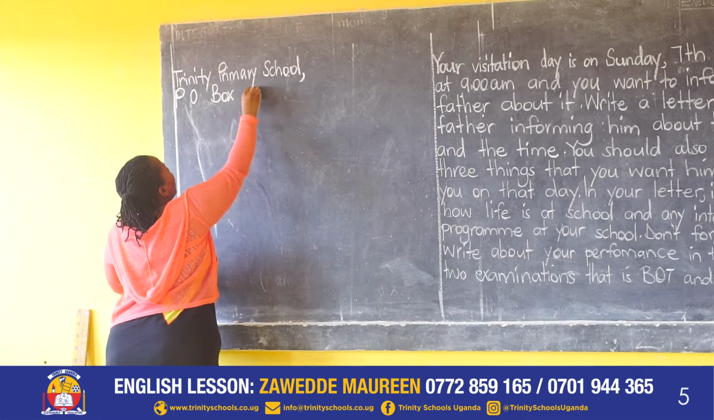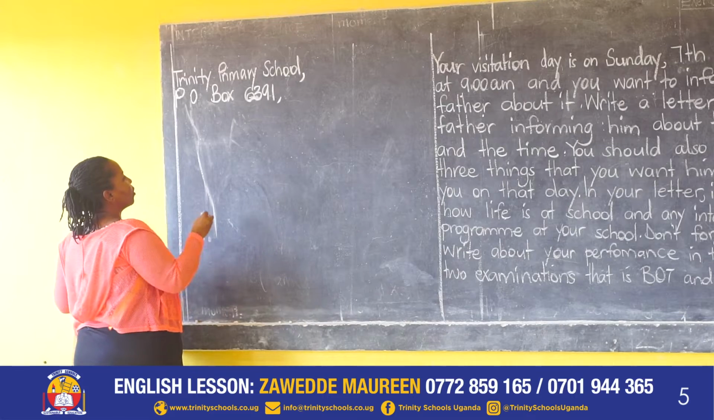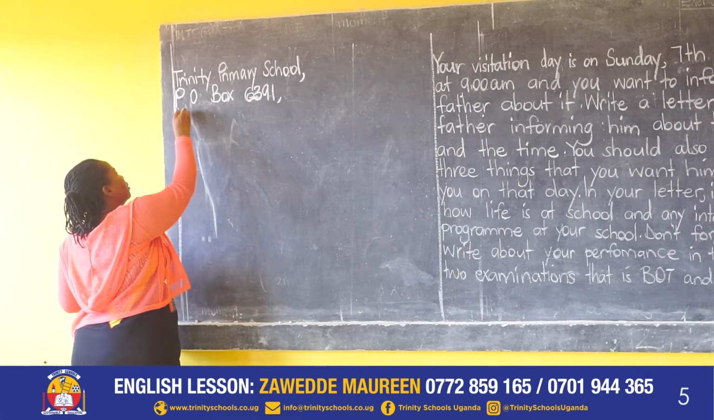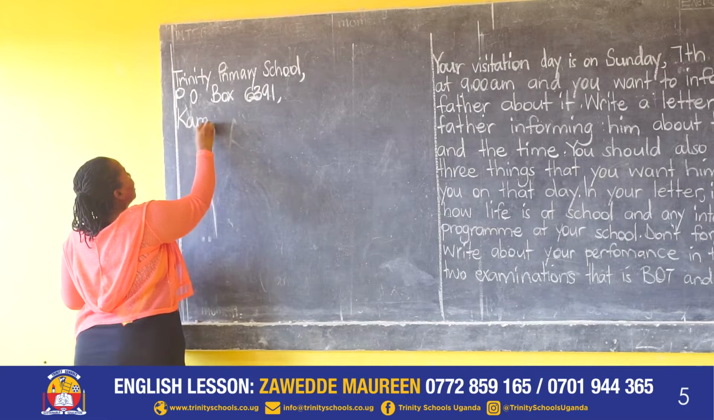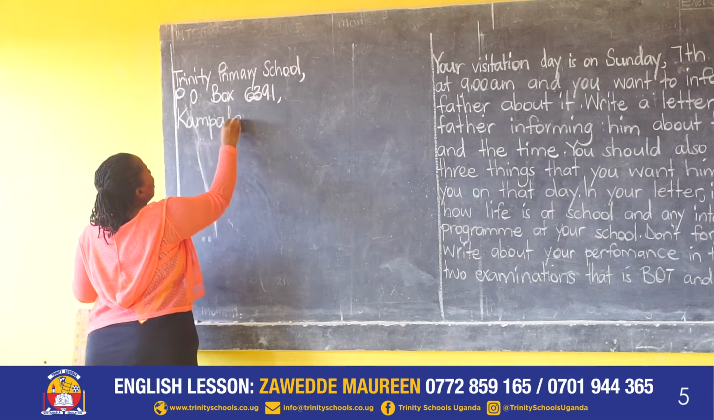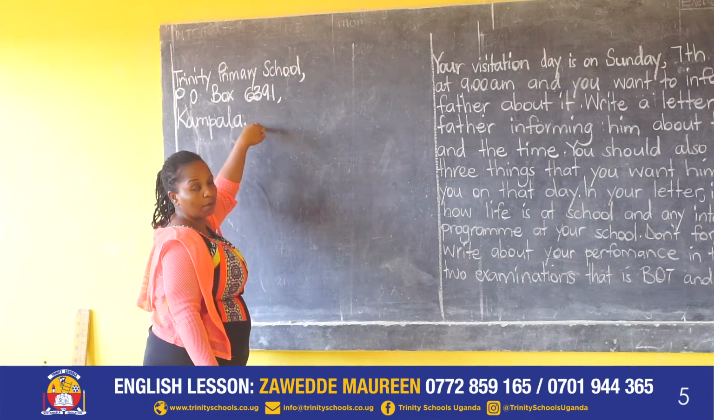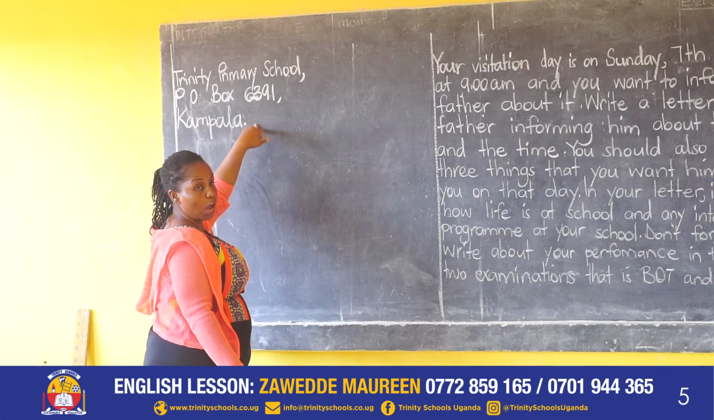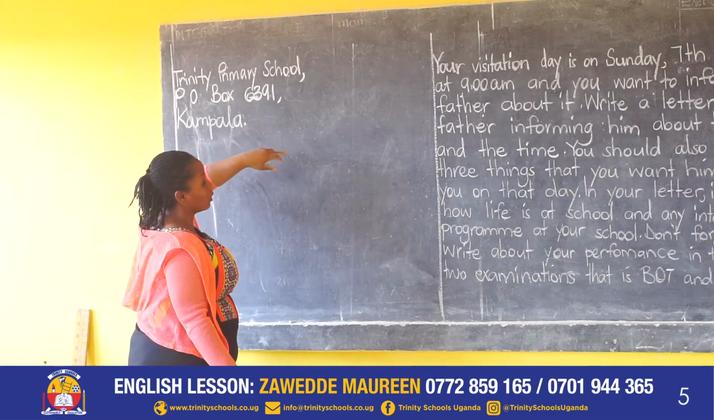We put our box number of Trinity, which is P.O. Box 6391. Where is Trinity from? The main city is called Kampala. My dear candidates, we put a full stop here. You keep on punctuating your letter, your address properly. Put a comma after every line.